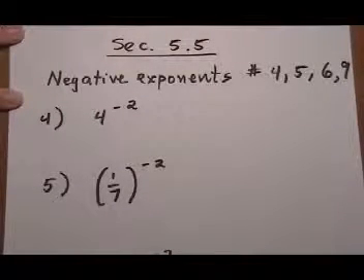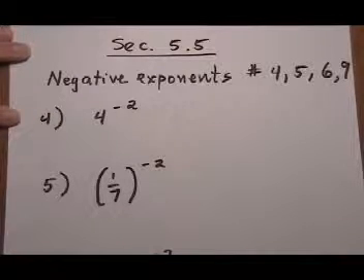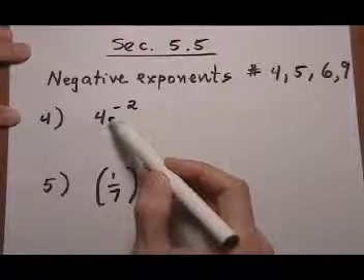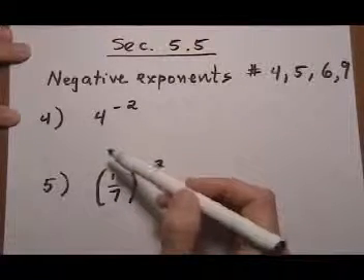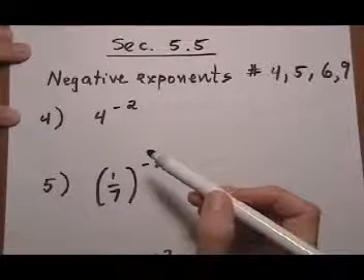Section 5.5, number 4, 5, 6, and 9. These problems all have negative exponents in them. The thing to remember about negative exponents is that it makes your term switch from either the numerator to the denominator or from the denominator to the numerator, depending where it starts off.